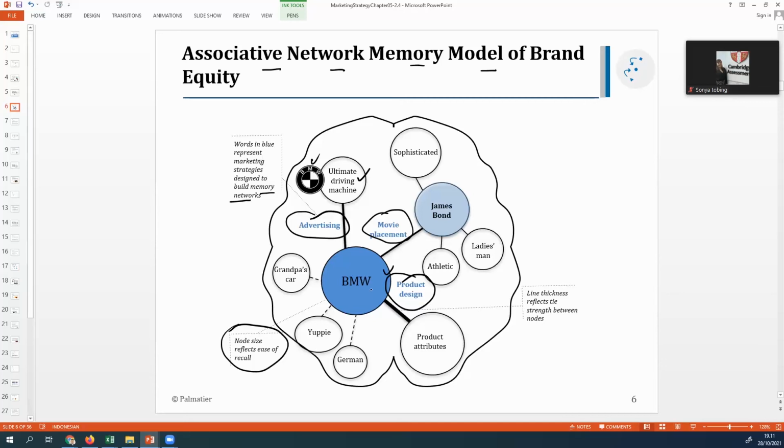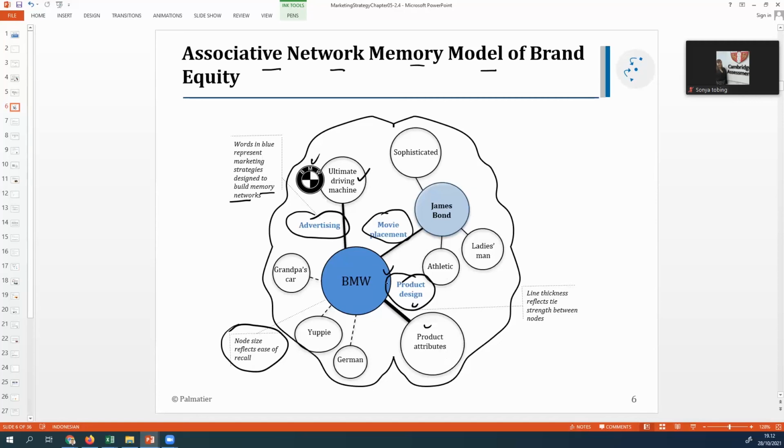And then the product design, the attributes of the product. There is comfort in the cars. The attribute is there. The streamlined design, the 8 gears, automatic, the color of the car, etc.